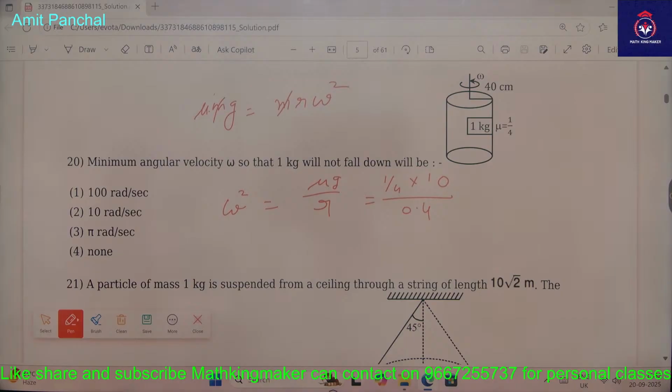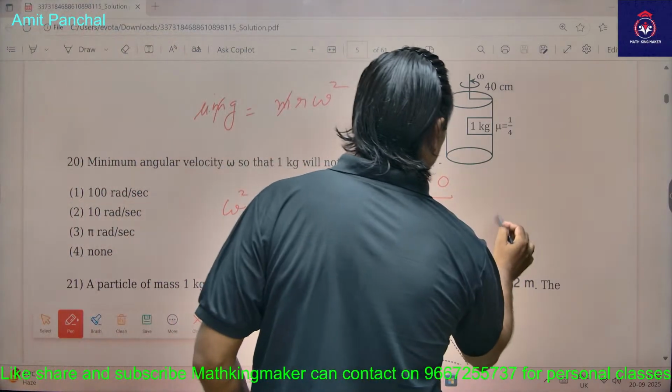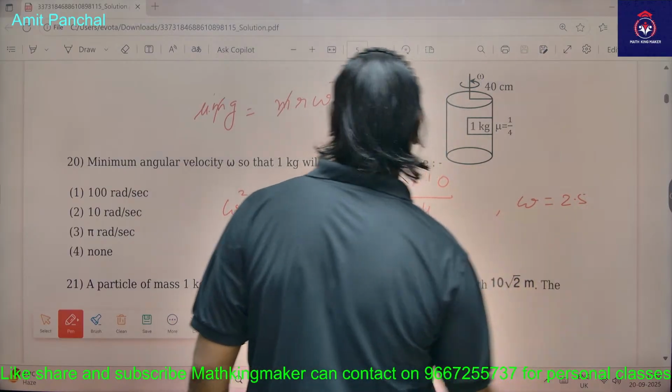6.25. And now I need to root it, right? So the final answer comes out to be 2.5. I think it is not the answer given. The answer is 10 rad per second. Can you convert the 10 radian into... that omega will be in, what you're getting, 2.5. Omega is 2.5. What will be its unit?